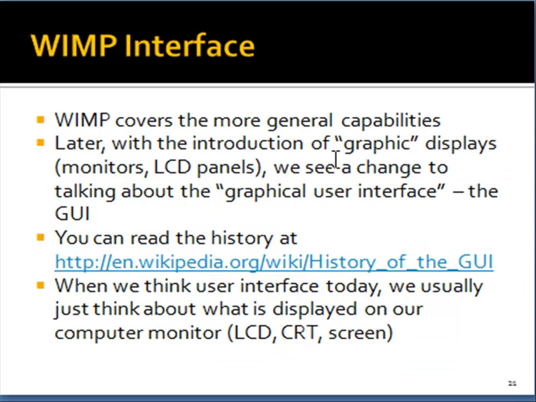So the basic idea of a WIMP is that it has these general characteristics. Later on, because graphics displays are so heavily involved with having a WIMP interface, people will just say GUI interface, GUI meaning graphical user interface. You can read a history about this online in Wiki. And we just simply today think that it's obvious that we should have had LCDs and CRTs and screens that are colorful and so on. But that is not the case.